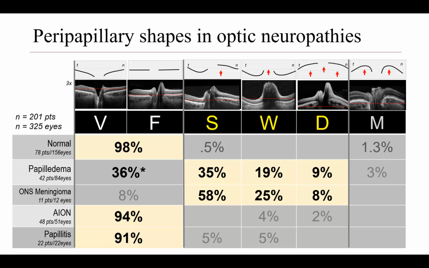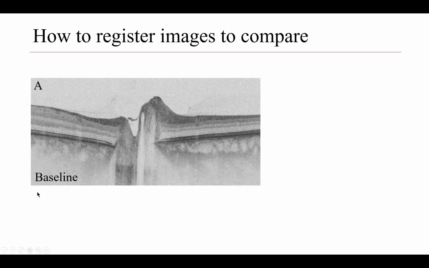Even if you don't know what the normal configuration should look like, it's sometimes useful to compare a baseline image with a follow-up image for shape changes. This can sometimes provide you with useful information. Now, in order to do that, you have to register the images, and there are multiple ways in which you can register. And again, I don't have time to go into all these different methods. Let me show you the method we've settled on.